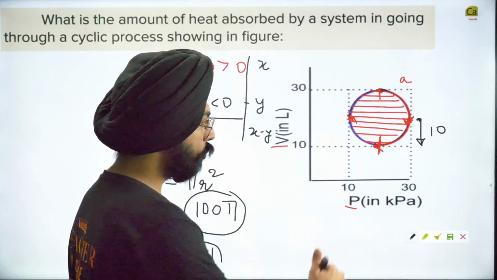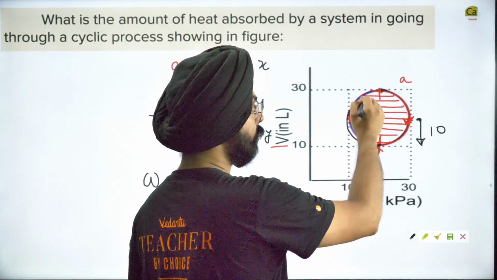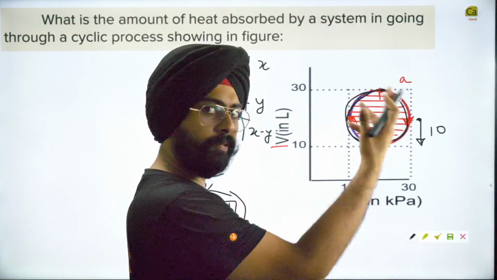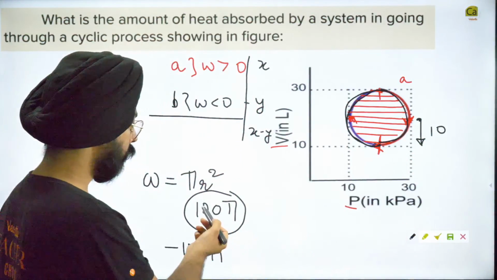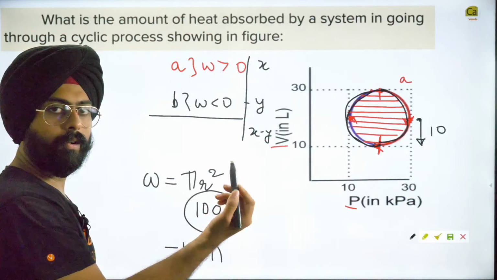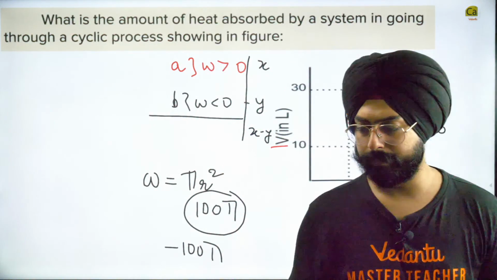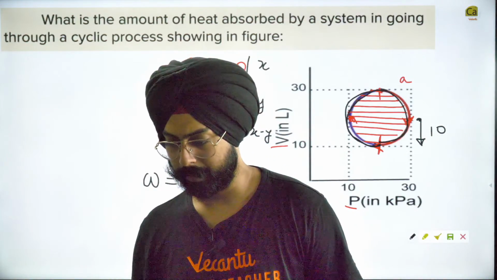If you start from this point, then this is negative work done. This is positive work done. Total work done once again is 100 pi. So heat is minus 100 pi. Nothing big here. Okay?